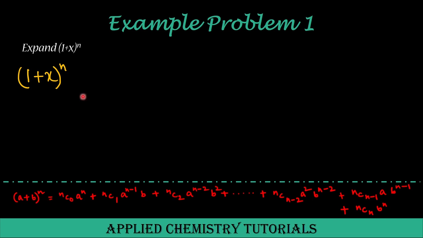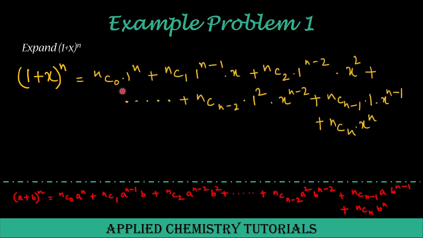nC0 multiplied by 1^n plus nC1 multiplied by 1^(n-1) multiplied by x plus nC2 multiplied by 1^(n-2) multiplied by x^2 plus ... plus nC(n-2) multiplied by 1^2 multiplied by x^(n-2) plus nC(n-1) multiplied by 1 multiplied by x^(n-1) plus nCn multiplied by x^n.